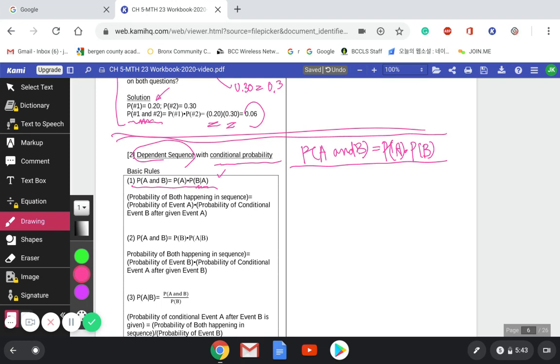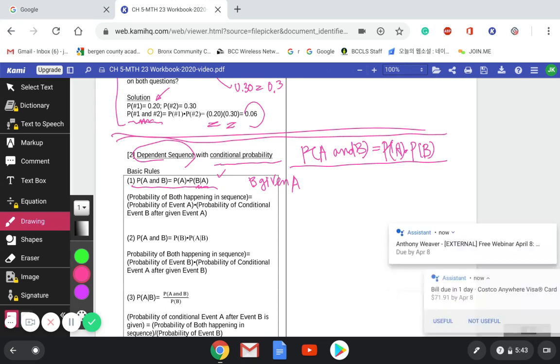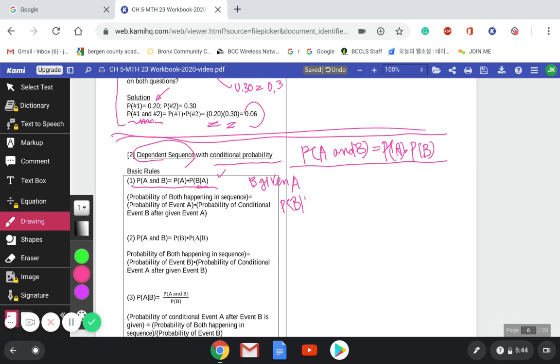Because B is the second event and it has been affected by A. So the way you say that B was affected by event A, we call it B given A. Okay. And the way you write it is the probability of B, and you write a bar for given, and A. So this represents the probability of B after event A happened.